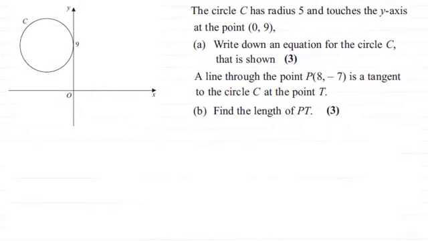Hi there. Now, for this question, we're told that the circle C has a radius of 5 and touches the y-axis at the point (0, 9). And for the first part, we've got to write down an equation for the circle C, for 3 marks. So if you'd like to have a go at this and haven't done so already, I'll give you a moment to pause the video.